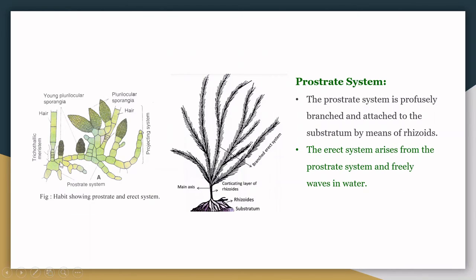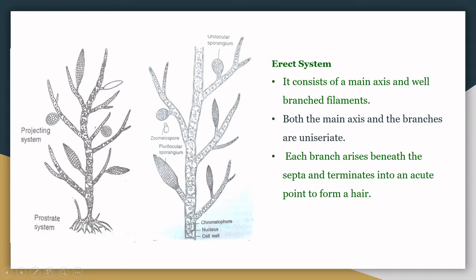And this is what you observe under the microscope, a branched filamentous structure differentiated into the prostrate system and the erect system. Both the erect and the prostrate system are branched. The erect system consists of a main axis and well branched filaments. Both the main axis and the branches are uniseriate. That means the erect system is also made up of a filamentous structure, and the filaments are branched. The filamentous structure consists of a main axis with a uniseriate row of cells and profusely gives out branching. The branches as well as the main axis consist of a uniseriate row of cells placed one above the other.